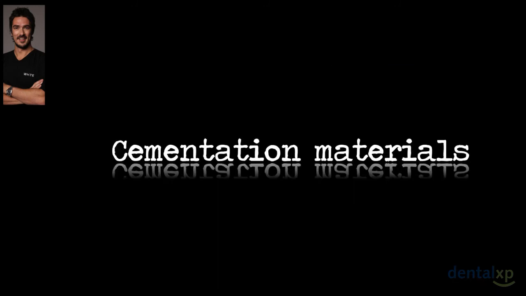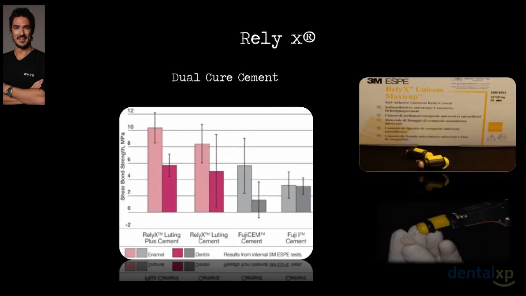The quality of the cementation materials. I always use this product here, which is a self-adhesive universal resin cement. I never use temporary cement to cement my crowns. I've seen so many people that always use a temporary cement, and sometimes these crowns pop off. We are going to discuss screw-retained versus cemented in a bit.